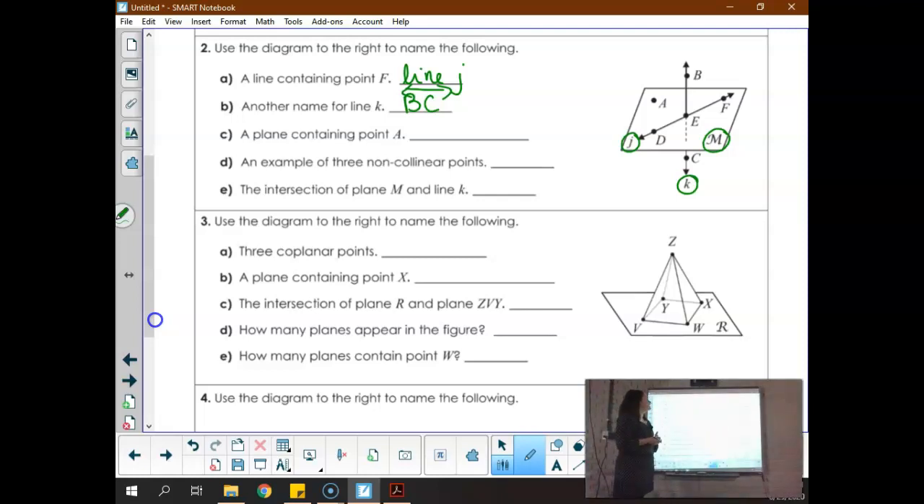Name a plane containing point A. Point A is over here. There's a reasonable level of assumption that you can make within geometry, where if it looks like it, you can probably go with it. The problem is going to be when we start hitting trig or right triangles, you'll say it looks like a right triangle. Doesn't necessarily mean it. You have to prove it. I will try my best to put on there, do not make assumptions about pictures, so that you know when and when not to make assumptions. So the plane containing point A is plane M.